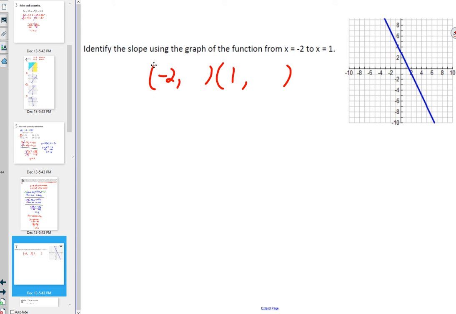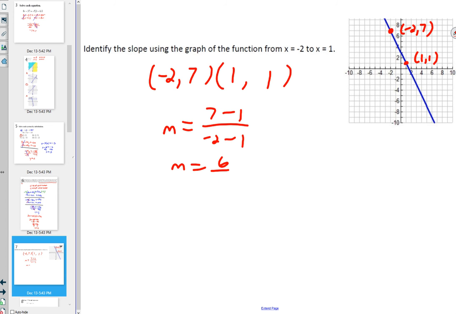So at negative 2, no, it doesn't look like 6, it looks like 7 to me. And then at 1, it looks like 1. So slope would be 7 minus 1 over negative 2 minus 1, which is 6 over negative 3, which is negative 2.